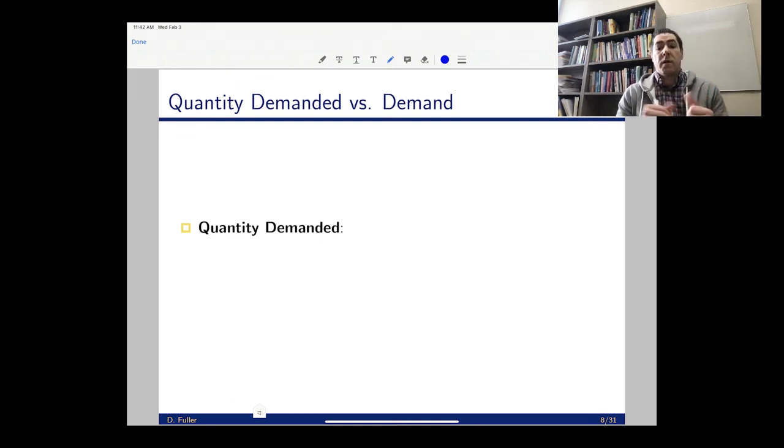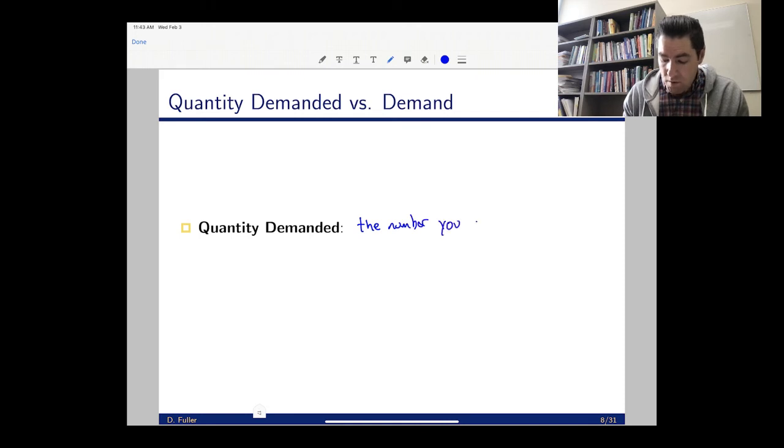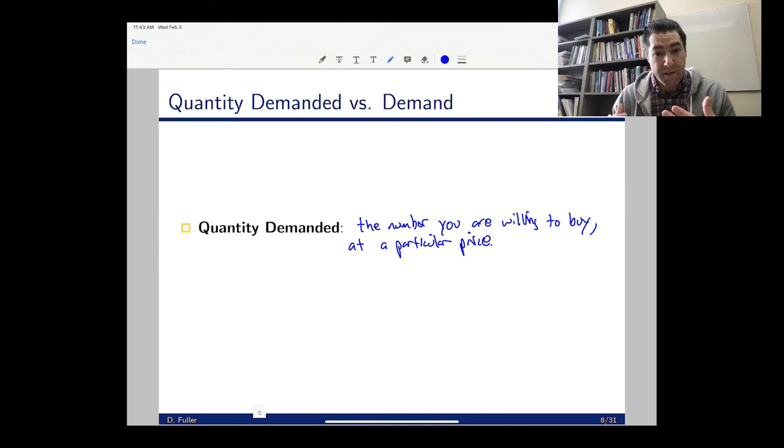So this is really learning objective 3, which is to understand the difference between quantity demanded and demand, and then put that into what we call market demand. We've already defined quantity demanded in our previous examples, and it's basically the number you are willing to buy at a particular price. And we had the law of demand that said that's a negative relationship. You're willing to buy fewer at a higher price.